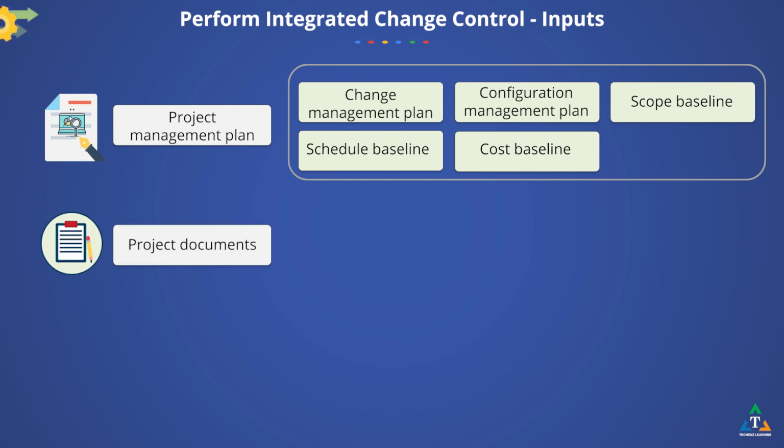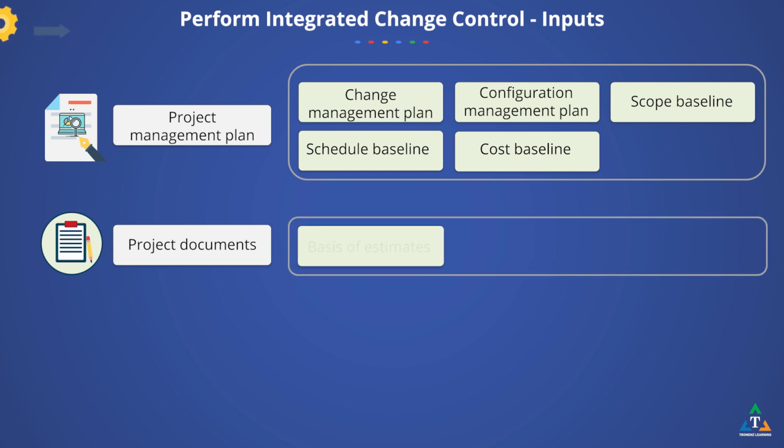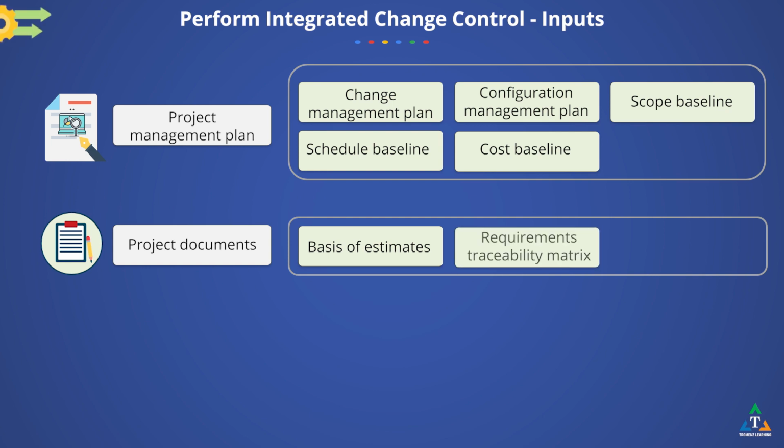Project documents that can be considered as inputs for this process include basis of estimates, which indicate how duration, cost, and resources estimates were derived and can be used to calculate the impact of the change in time, budget, and resources. The requirements traceability matrix helps assess the impact of the change on the project scope. The risk report presents information on sources of overall and individual project risk involved by the change requested.